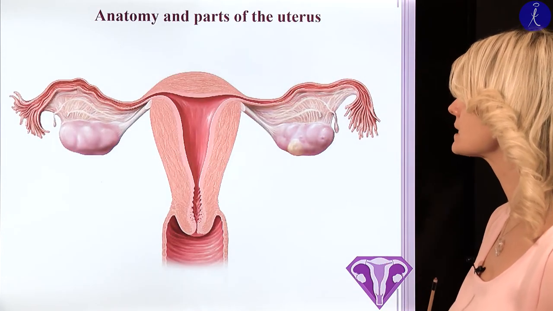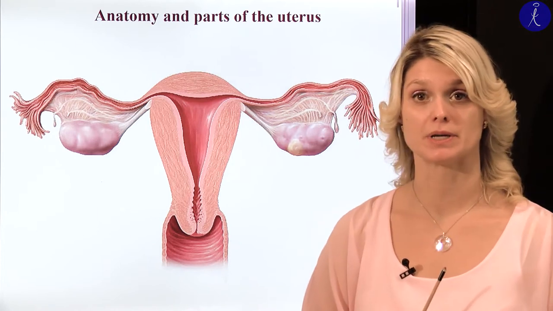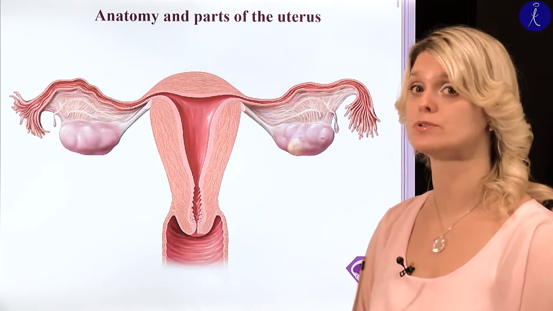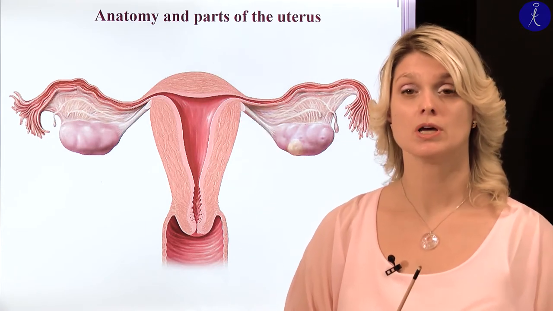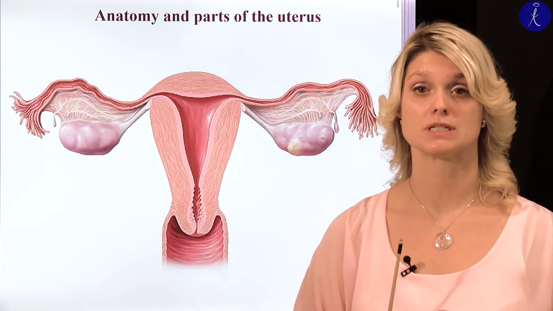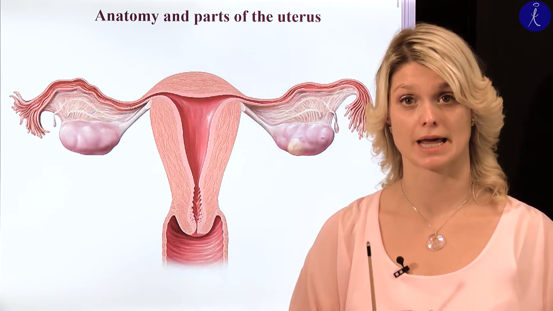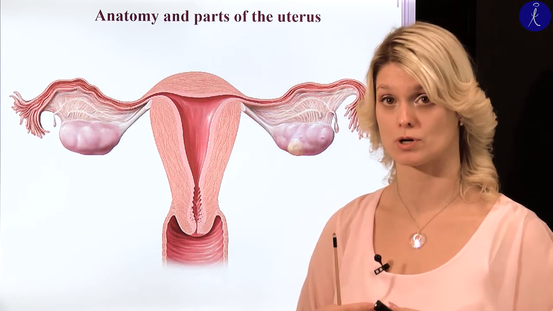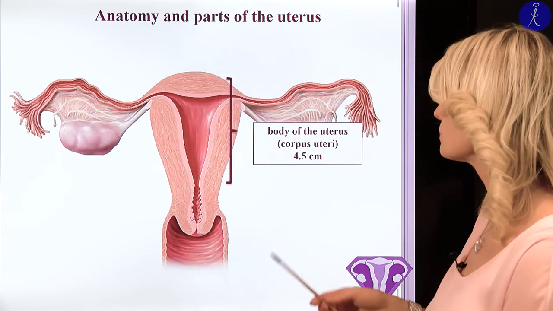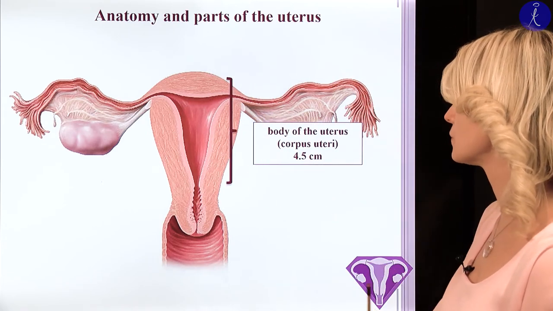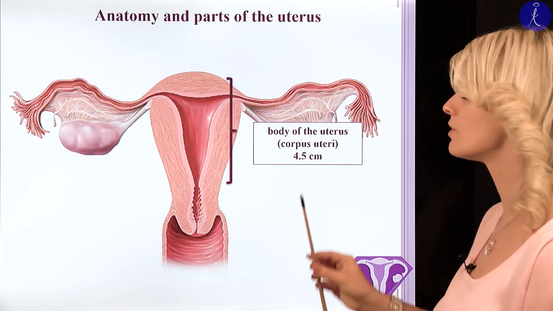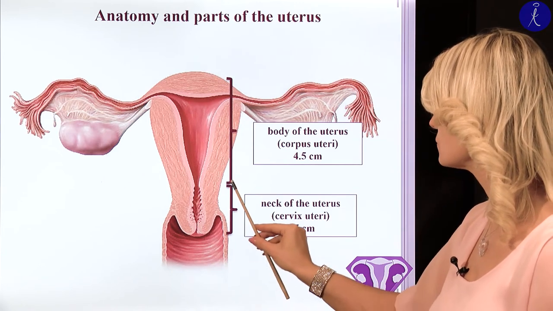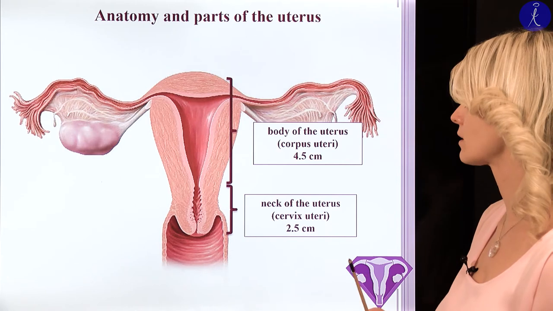The next point is the anatomy of the uterus. First, I would like to talk about the main parts of the uterus. What are the main parts of the uterus? This is a very frequent question in the anatomy exam. And this is really important to know that we have two main structures, two main parts. The first part is called the body of the uterus, which is approximately 4.5 centimeters. And this is the neck of the uterus, 2.5 is the length of it.